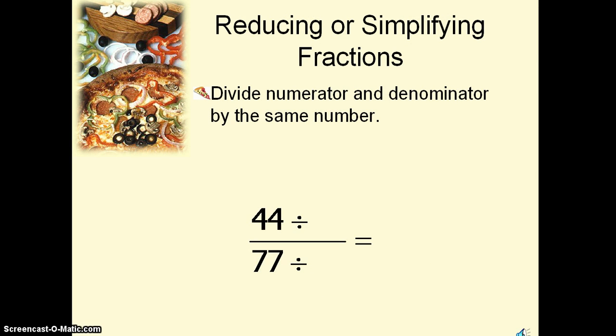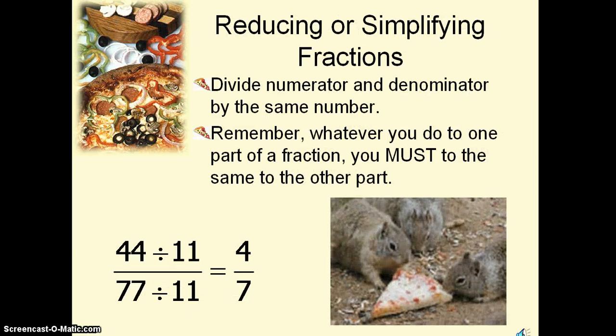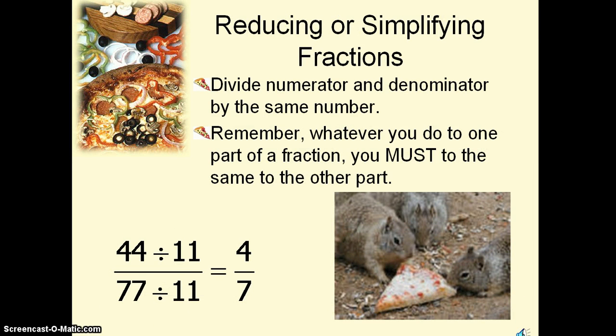So here's a problem that I want you to write down. This is problem number 3, and it's 44 divided by 77. Find the simplest terms. You might want to hit pause while you're working it out. And the answer would be, you see that 44 and 77 can both be divided by 11, so the answer would be 4/7.